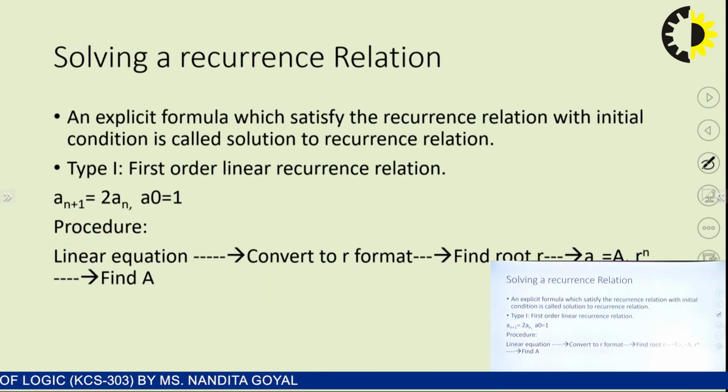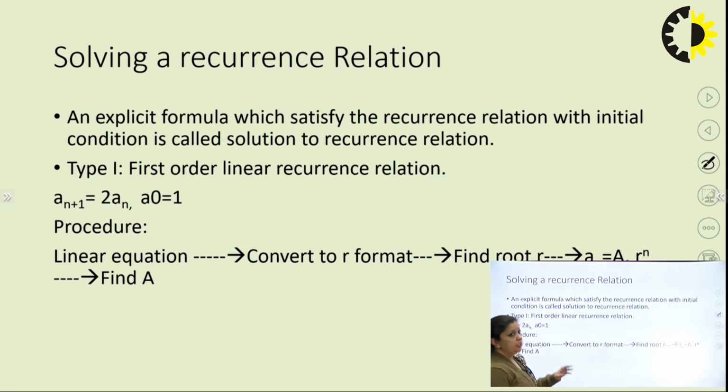Now, if I want to give a particular solution to a recurrence relation, what is it actually? The solution to a recurrence relation is that we are able to provide an explicit formula which will satisfy the recurrence relation with the initial condition which is already given to me, and this is actually known as the solution to a recurrence relation. Now, whenever we talk about a solution to a recurrence relation, we will first have to see what type of recurrence relation it is to which we are trying to provide the solution. So, starting with the very first type, type 1, that is if I have a first order linear recurrence relation.